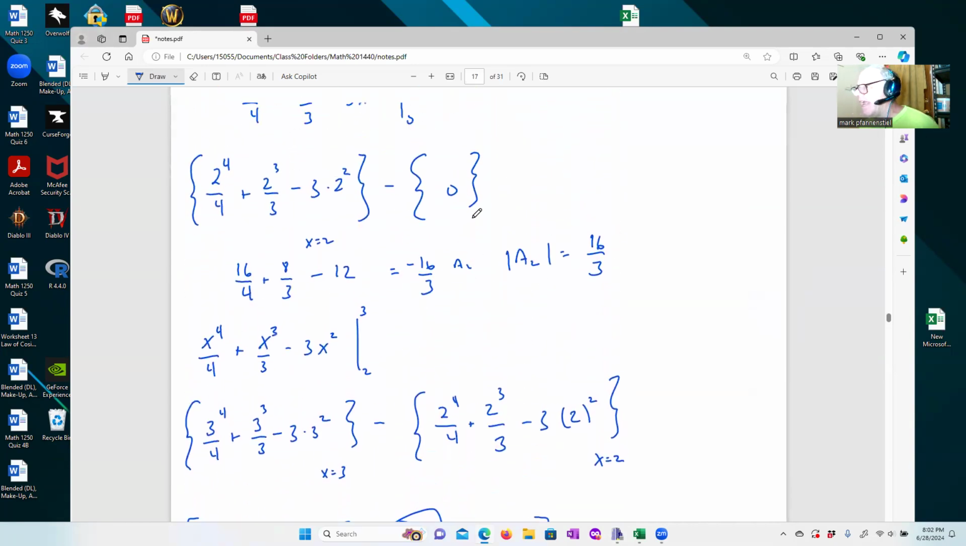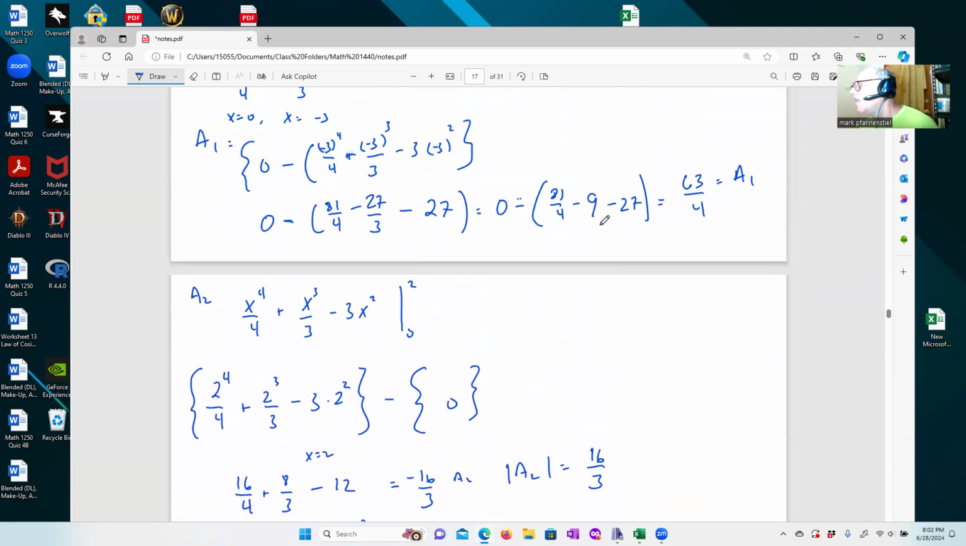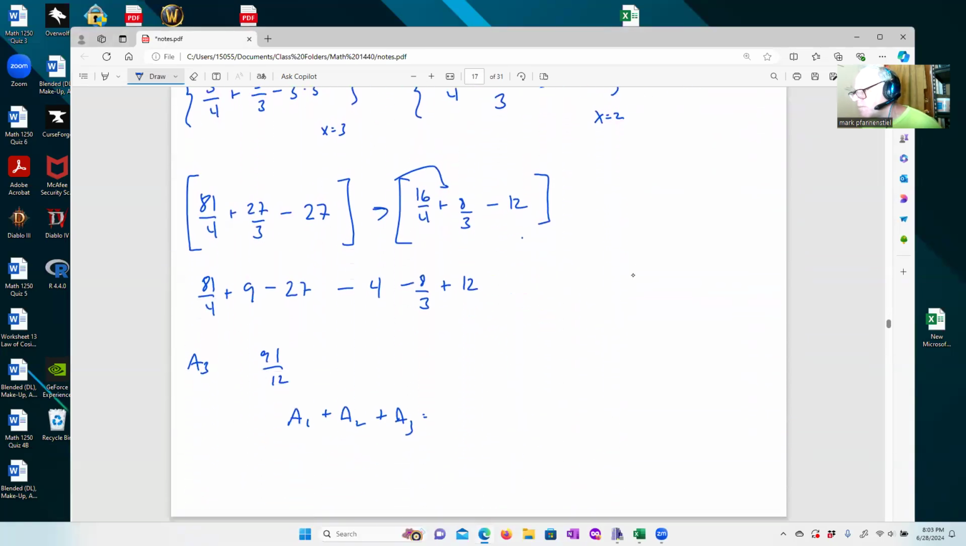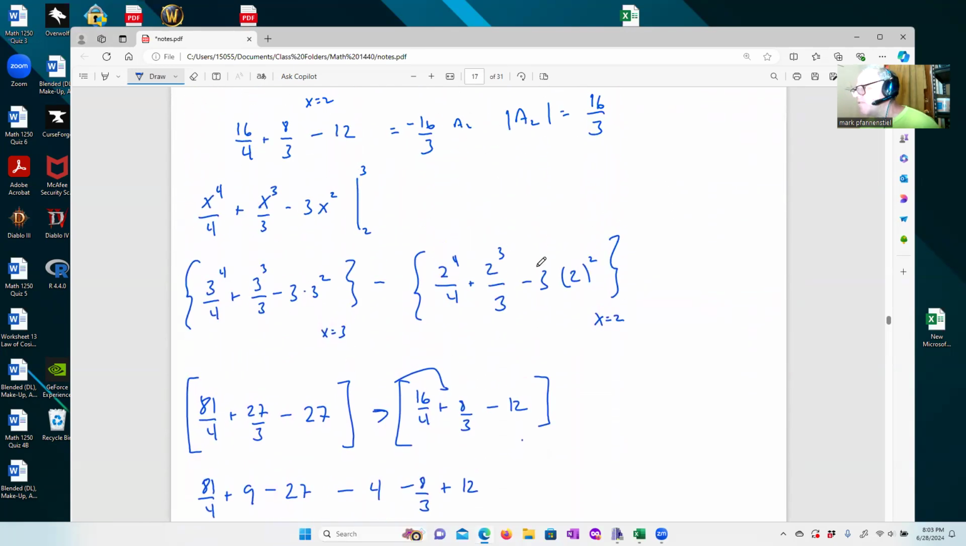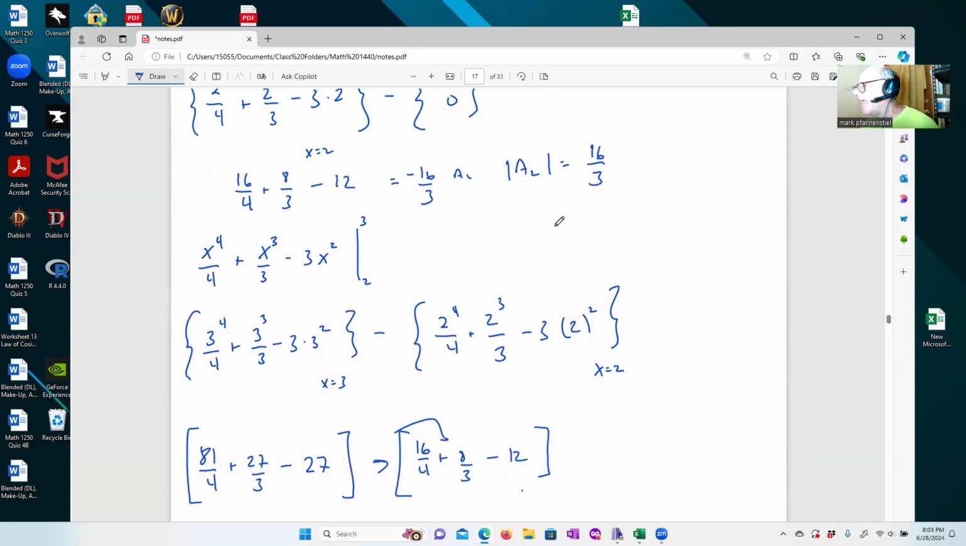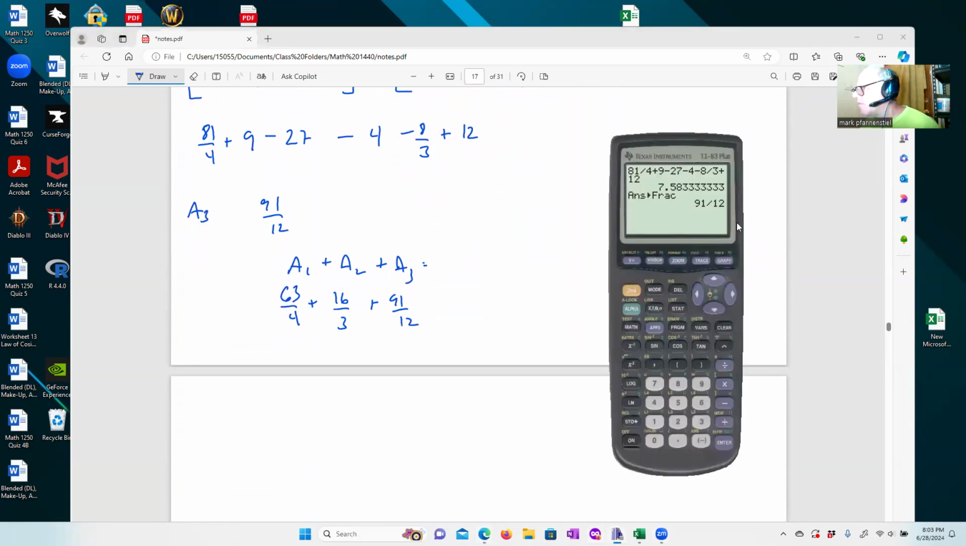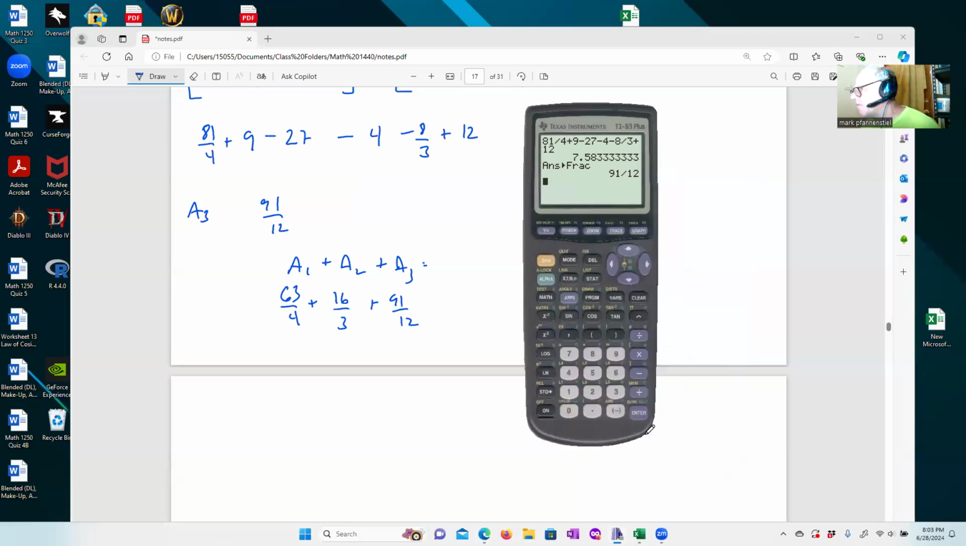What was our A1, our A2, and our A3? So A1 was 63/4. Okay, so we have 63/4. And then we're going to add this. We said we need the absolute value of this piece here. So what was my A2? We are saying that this is 16/3. Okay. And then finally we have plus 91/12. So we'll go ahead and type that into our calculators and not really worry too much about the arithmetic because the calculator will handle it.